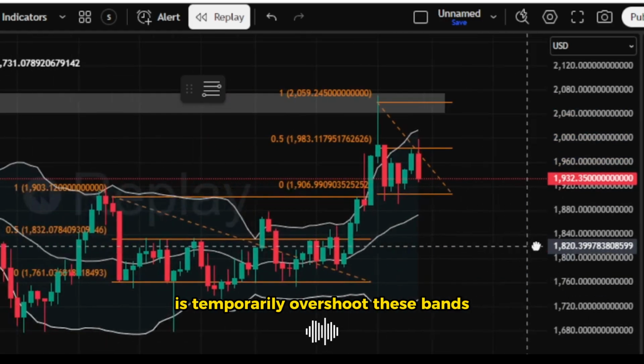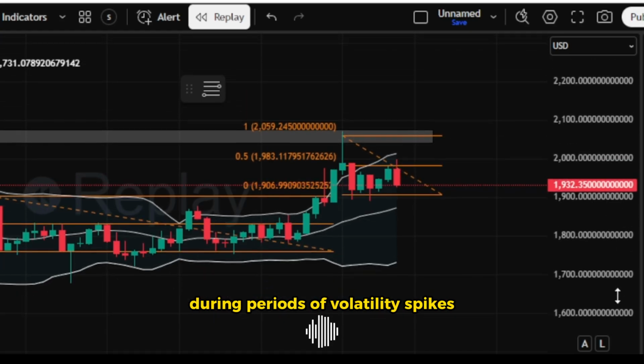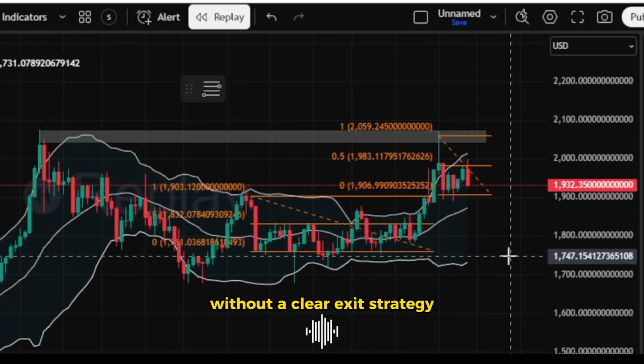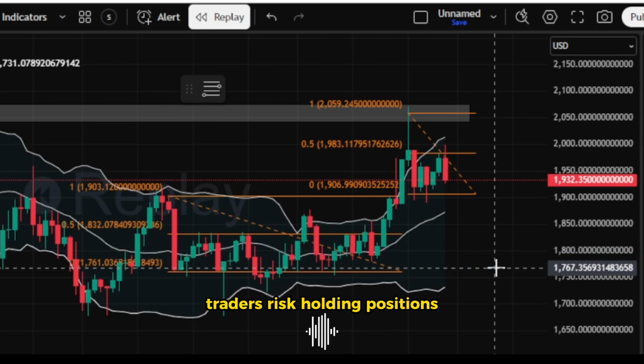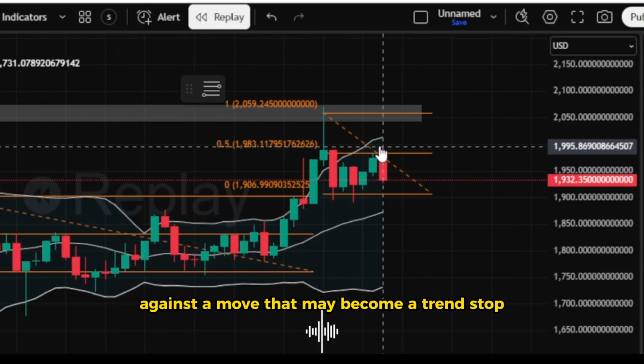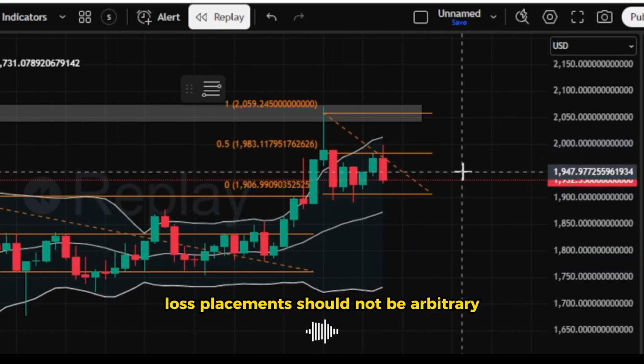Price can and often tends to temporarily overshoot these bands during periods of volatility spikes. Without a clear exit strategy, traders risk holding positions against a move that may become a trend. Stop-loss placements should not be arbitrary.